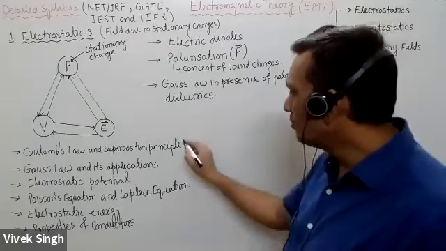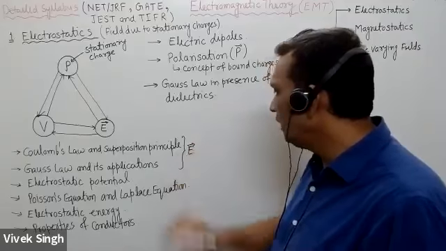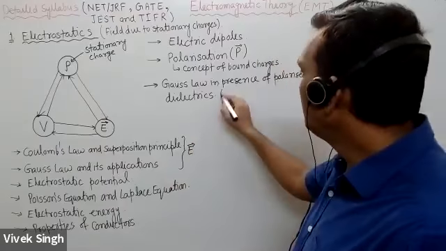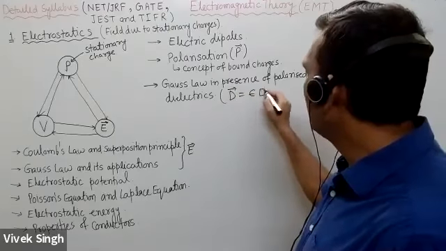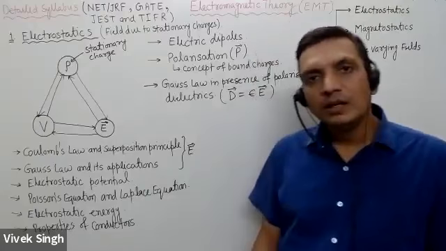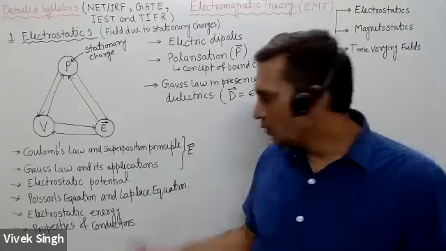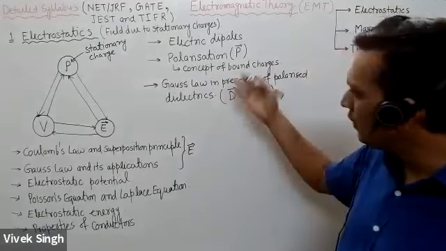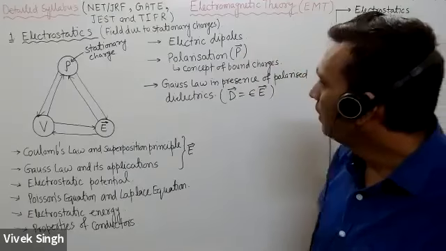You will see in Coulomb's law and Gauss law, we express the electric field in terms of the E vector. But here we will express it in terms of the D vector, and you will see D is epsilon E. We will discuss these relationships. So we will talk about the initially unpolarized case, and when it is polarized, then we will express it in terms of the D vector.